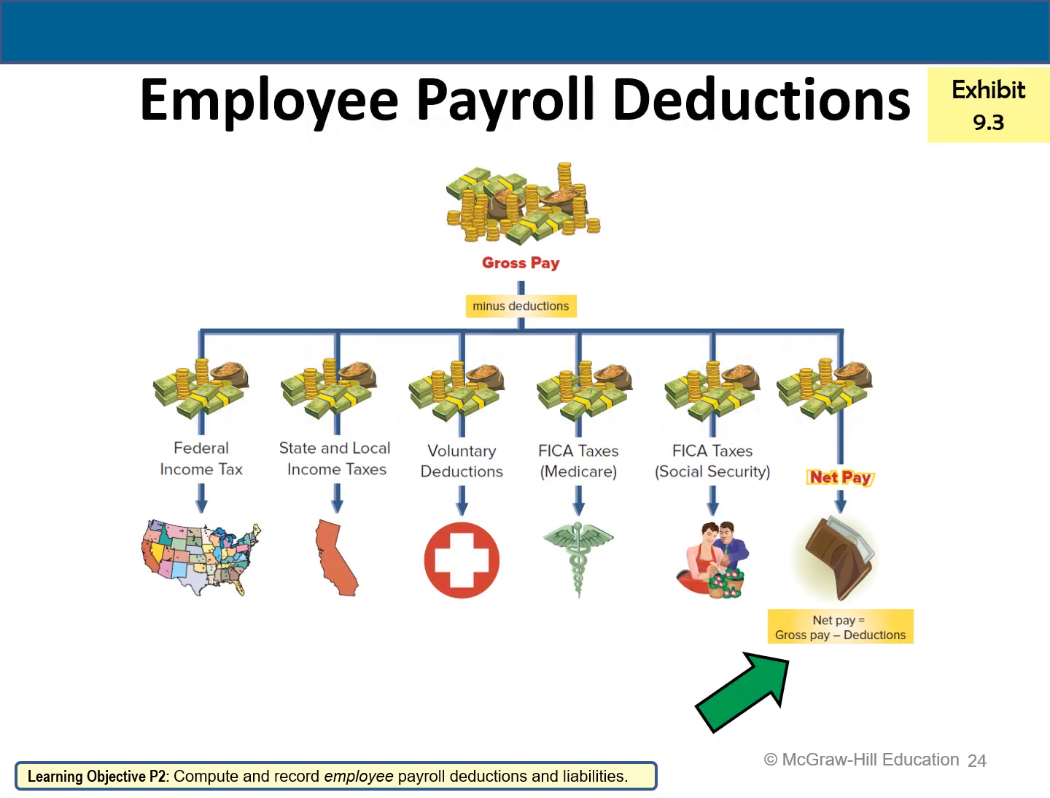All right, so here's how this works. So gross pay is the total compensation an employee earns, including wages, salary, commission, bonus, and any other compensation earned before deductions such as taxes.